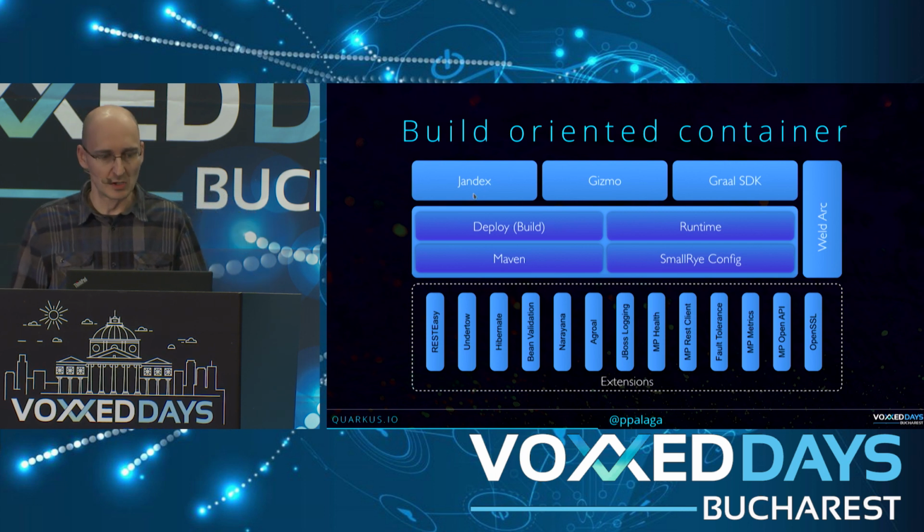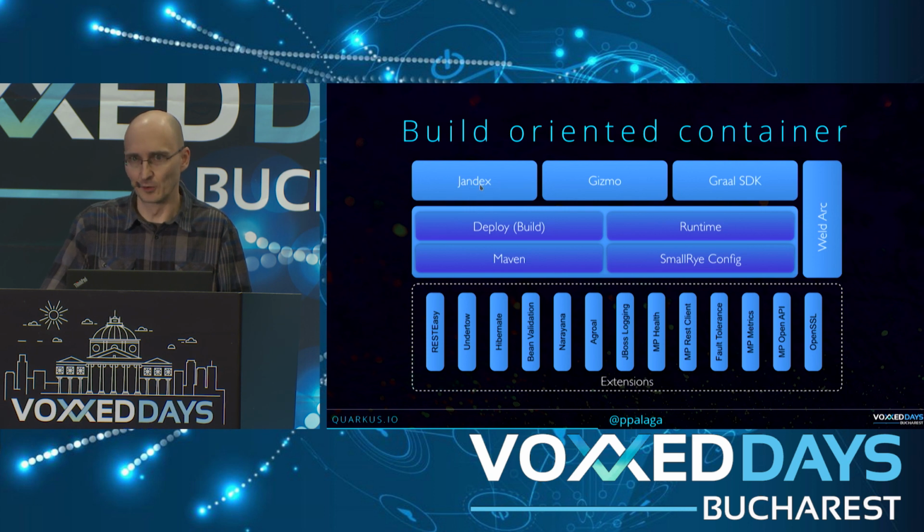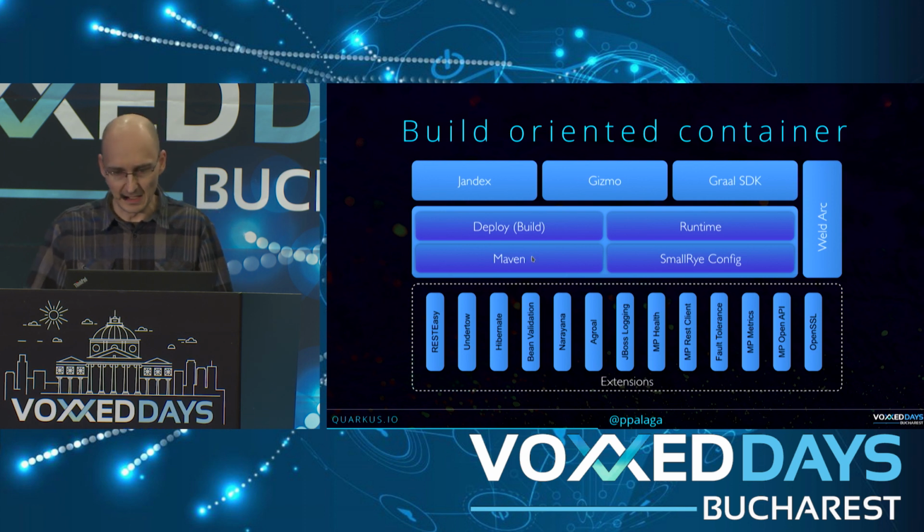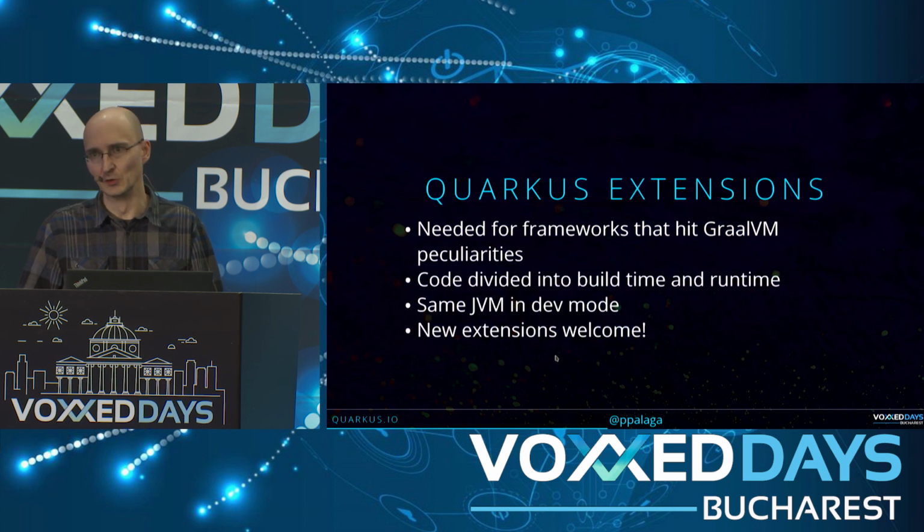There are some components there that exist for a long time in WildFly, like Jandex for classpath scanning, and Gizmo. Gizmo is new, for bytecode production. That's the recorder for the bytecodes. Graal SDK is used directly for the production of the native executables. Then there are some Maven and Gradle plugins, and lots of extensions. Those extensions are there for you to do the magic.